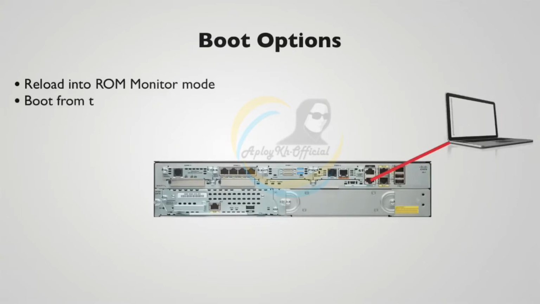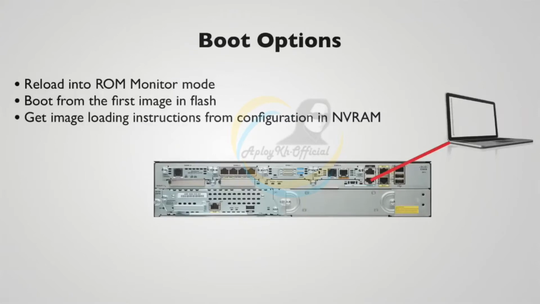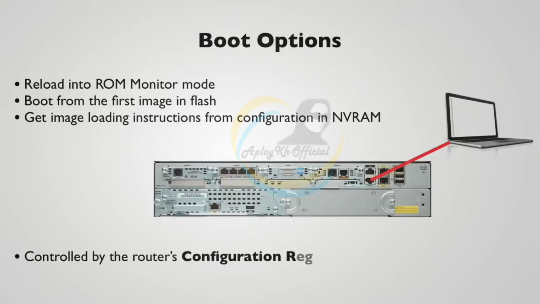Another option is to boot from the first Cisco IOS image that the router finds in its flash memory. If we have more than one, this option would let us pick the first one. However, what we typically do is in the router's configuration, we specify, here's the Cisco IOS image, typically located in the flash of the router, that we want to boot from. And of these three options, it's something called the configuration register in the router that determines whether we boot into ROM monitor mode, or we pick the first Cisco IOS image in flash, or if we get our loading instructions from the configuration in non-volatile RAM.